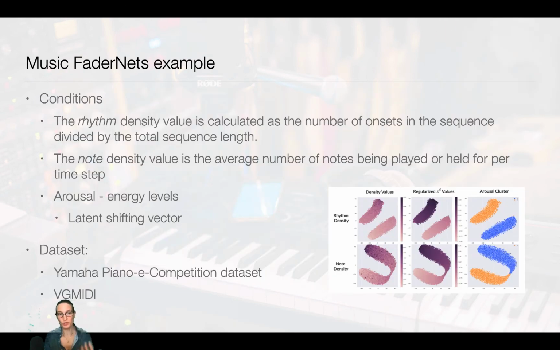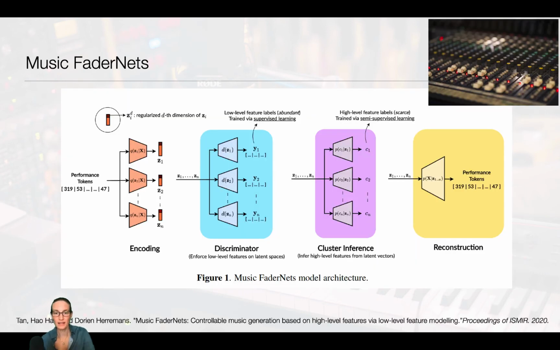Okay. That means we trained this on the Yamaha e-competition dataset and the VG MIDI dataset, which gave us 1% labeled data for arousal, the higher level feature. That means that this second component of the system is actually semi-supervised learning.